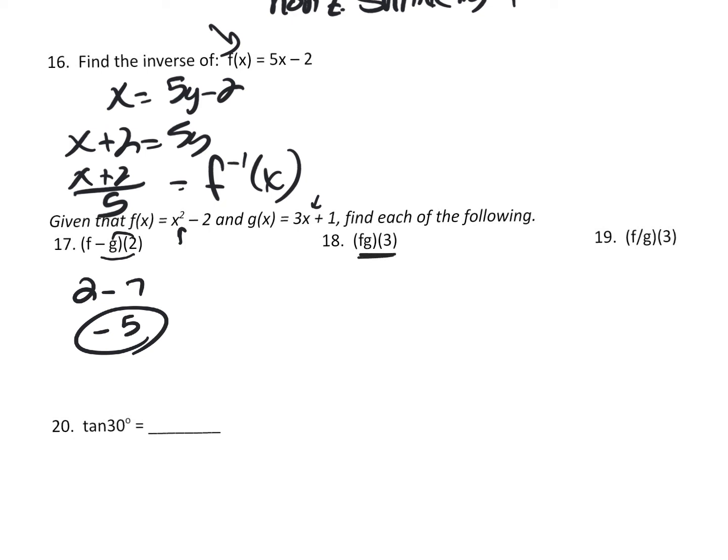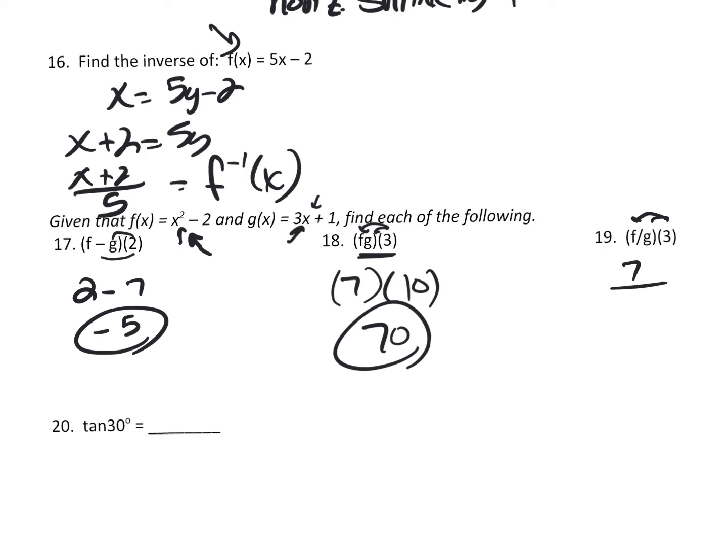f times g of 3, I'm going to do the same thing. I'm going to plug 3 into f and 3 into g and multiply my two answers. If I put 3 into f, I'm getting 3 squared, which is 9, minus 2 is 7. If I plug 3 into g right here, I'm getting 3 times 3, which is 9, plus 1 is 10. 7 times 10 is 70. And the last one, I just did this. I'm going to plug 3 into f, which gave me a 7 a second ago, 3 into g, which gave me 10. Just put 1 on top of the other, 7/10.